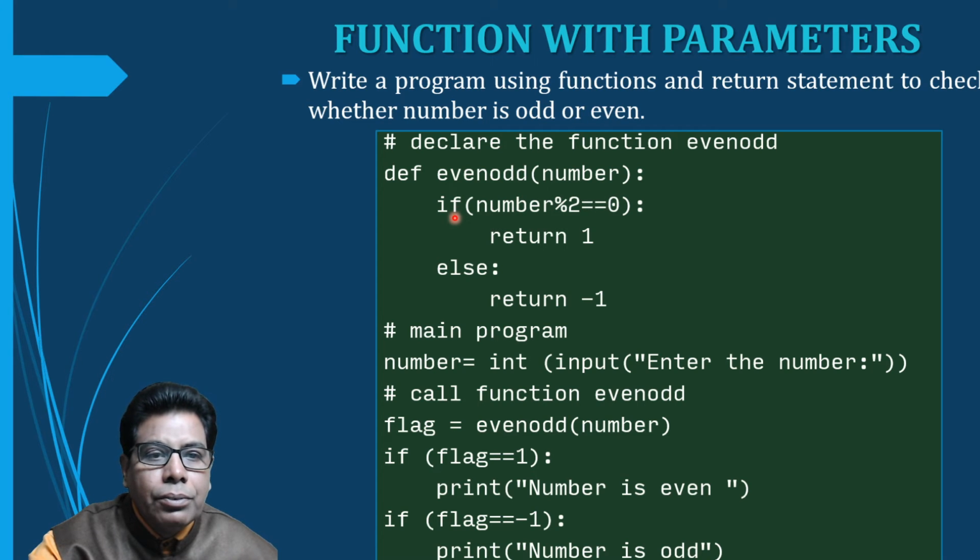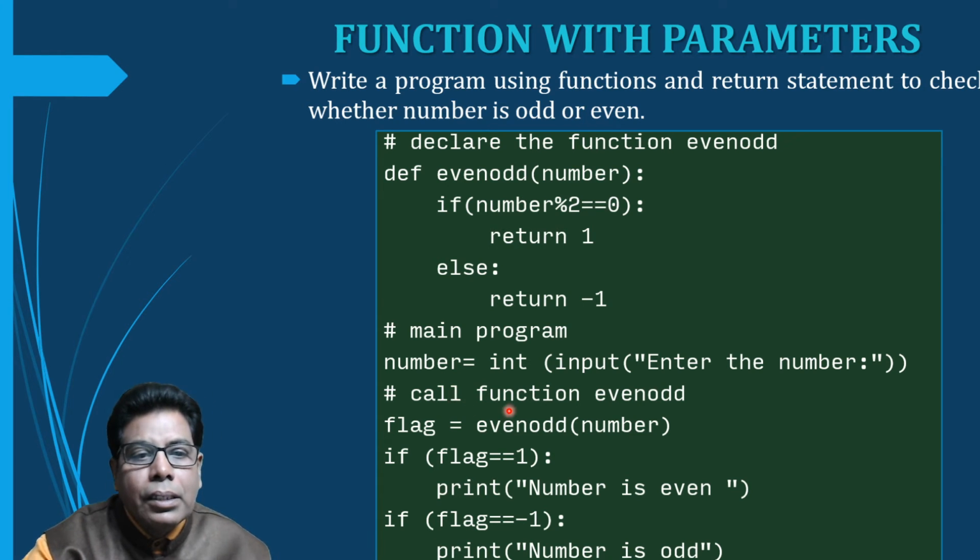Then we have the statement: if number divided by 2 is equal to 0, then we'll return 1, else it will return -1. So this completes the function definition. Then we have the main program. In the main program, first we'll input the number from the keyboard. Here we are giving int input, "Enter the number", which will prompt the user for entering the number. Once the number is entered, that will be assigned to the variable number.